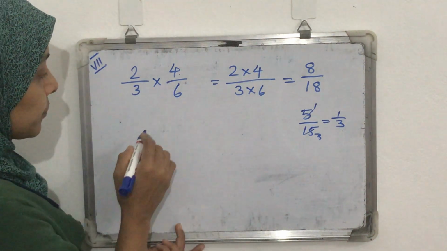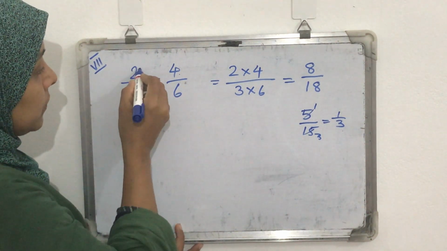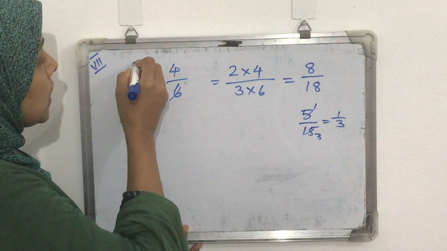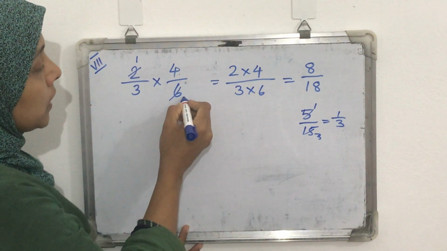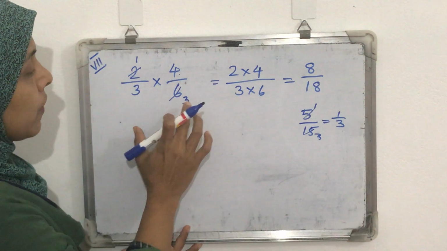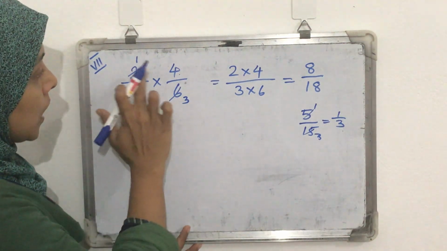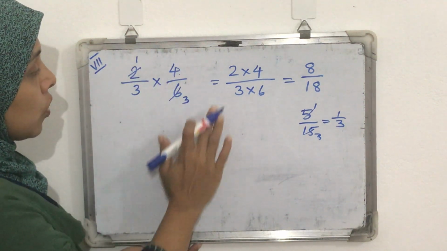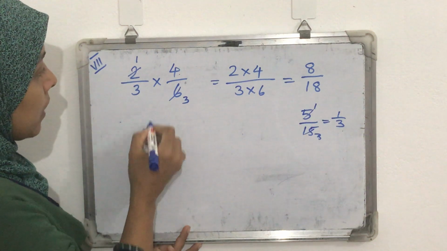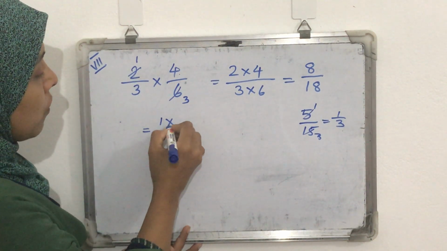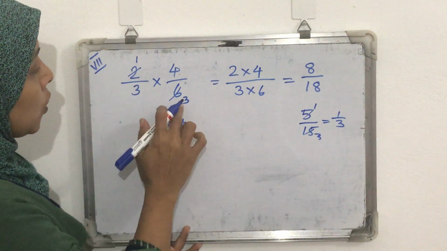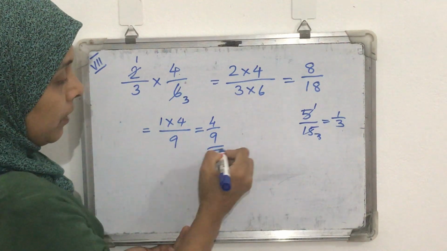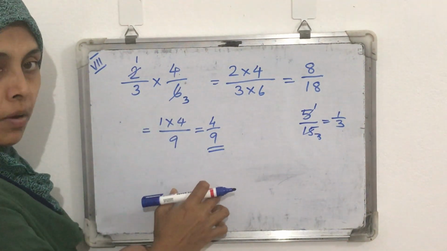Now I used 2 and 6 here. 2 and 6 have the common factor 2. So when we divide both, you will get 1 here, and 6 becomes 3. Now check again for any common factors between any numerator and denominator. Here it is 4, but there are no multiples of 4 in the denominators, so it is the simplest form. The numerator will be 1 into 4 and the denominator 3 into 3, 9. So we will get 4 by 9. From here itself we can do the simplification.